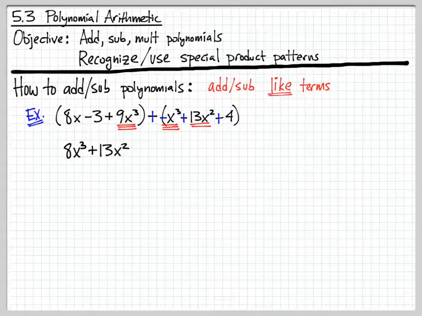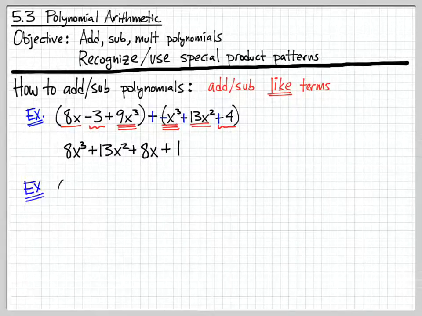And that's the only one. There's no other x squared term. Scan across again. I see an x term here. No other x term. And then lastly, I'm left with a constant term here, a constant term here. I add these together. Let's look at another example.